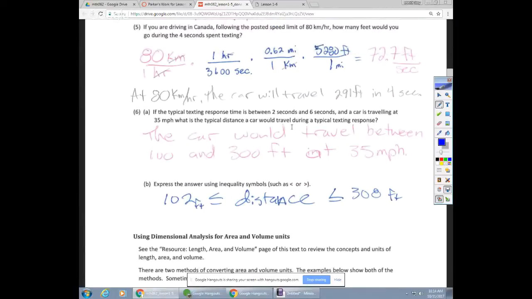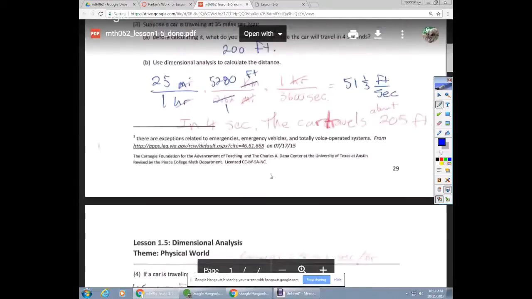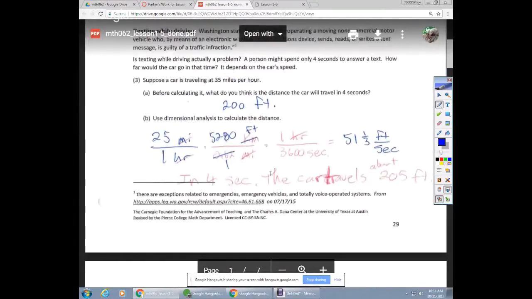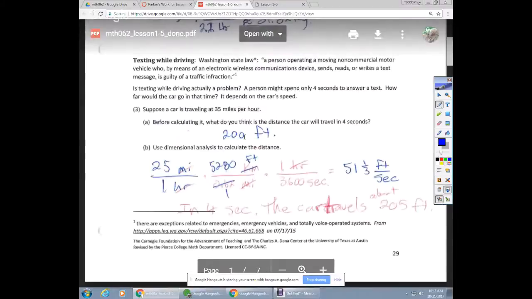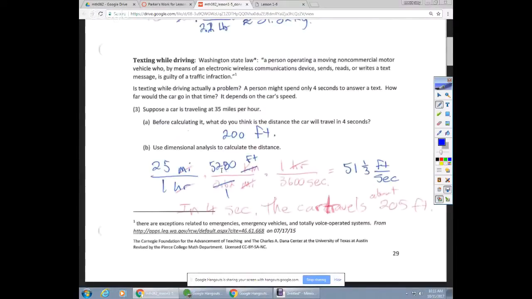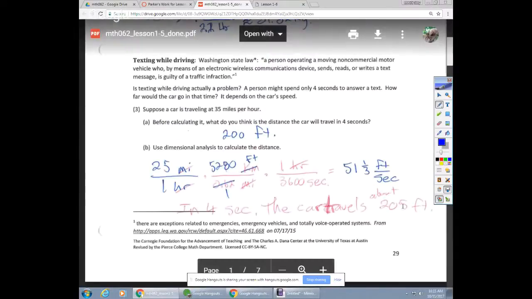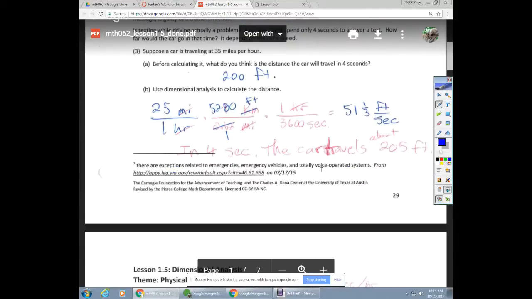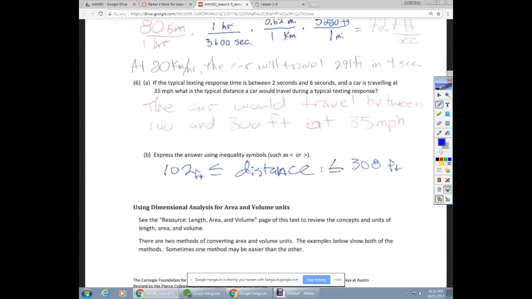So I have to look back at my calculation for 35 miles per hour, which I think was on a previous page here. Where's 35 miles per hour? Okay. So I guessed it went about 200 feet. When I did the calculation here, I got about 205 feet. Does that match what you guys calculated? Okay. But the more important one is I calculated about 51 feet per second on the first run through there. So then I can use that value right there to finish this one off right here.